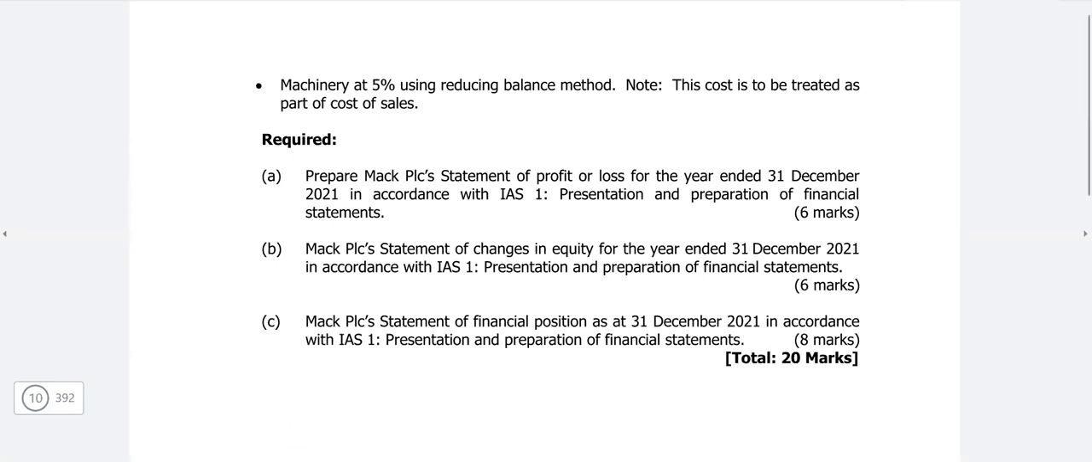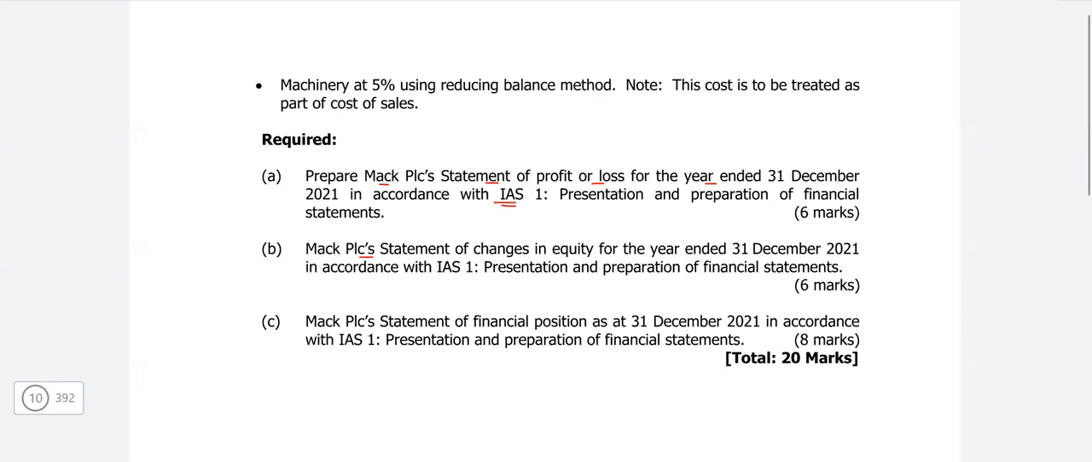In the requirement, we have a 20-mark question, which is again a very important question. Prepare MAC PLC's statement of profit or loss for the year ended 31st December in accordance with IAS 1. We know that the format of IAS 1 we have already discussed in the formats video of the financial statements. For 6 marks, you have to prepare it.